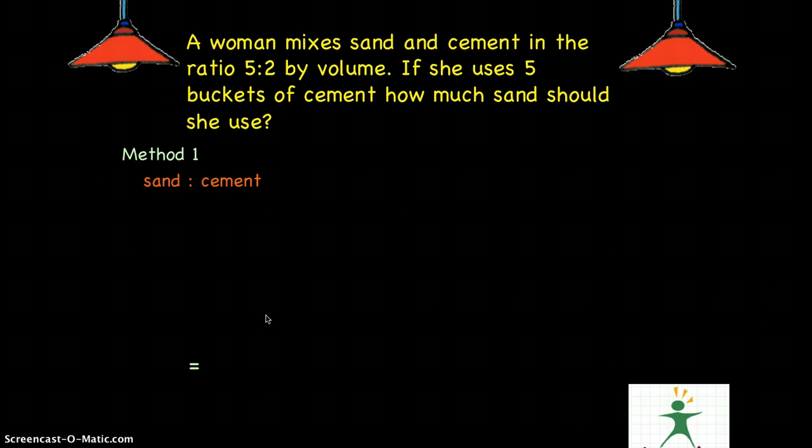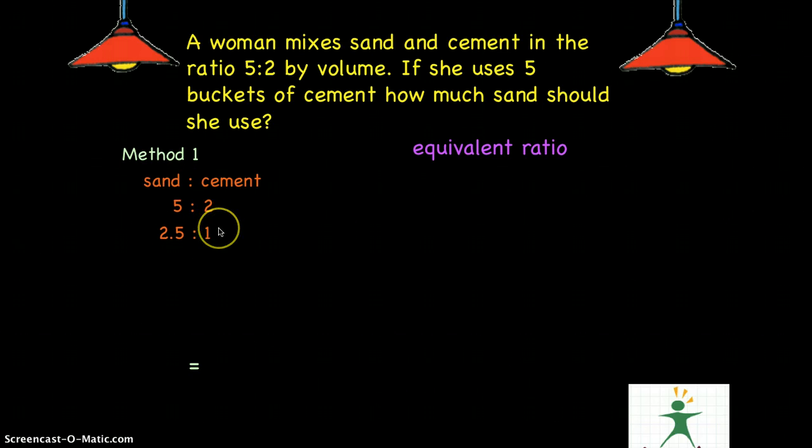So we know that our ratio 5:2 is sand is to cement. So for 5 buckets of sand, there should be 2 buckets of cement. To find out how much sand we should use for 5 buckets of cement, what we can do is find out how much sand there is for one cement. So for an equivalent ratio, if there's 1 bucket of cement, there should be 2.5 buckets of sand.